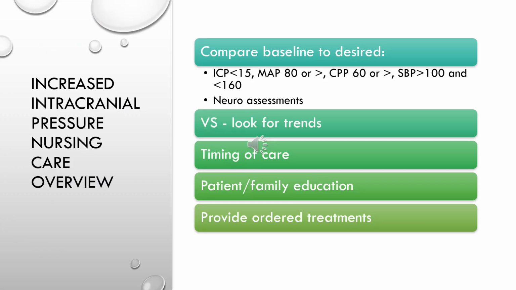Okay, so looking at nursing care, like an overview of nursing care, and we're going to break this down a little bit on some of the next slides. You always want to compare your baseline to your desired. So you want your ICP, we've discussed this, below 15. You want your MAP, that mean arterial pressure, to be about 80 or greater, because we want to make sure that things are getting perfused. You want that cerebral perfusion pressure between 60 and 80, in that range. So you want to maintain your systolic pressure above 100, but you don't want to exceed 160, because you don't want it too high, because you don't want to cause any further damage to the brain tissue.